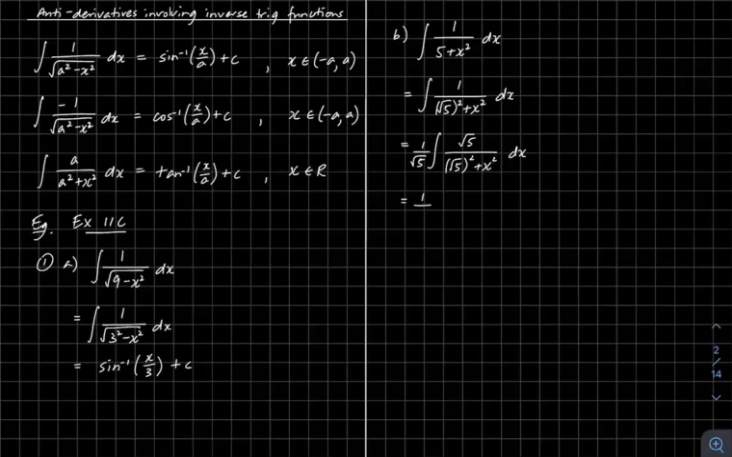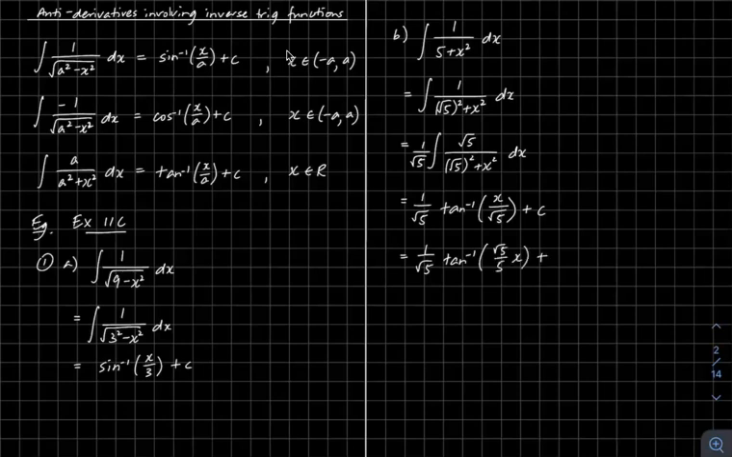And so I'm just going to have the 1 over root 5 out the front times inverse tan of x over a, which is root 5, plus c. So I could leave it in that form there, or I could rationalize the denominator, which would make it inverse tan of root 5 over 5 x plus c. So sometimes a little bit more work involved to get it into the form that we can use one of those results.